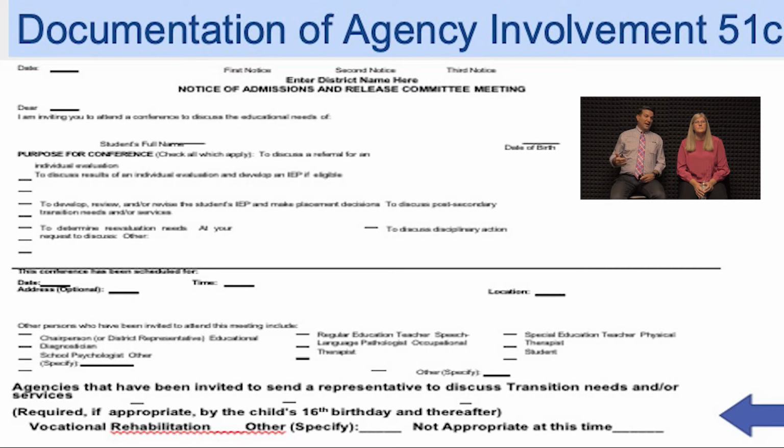So we need to address that. We need to discuss that in the conference summary. We need to capture that in our minutes. And if we're not inviting someone, an outside agency that's going to pay for some of these services that the student's going to need, then we need to explain why it's not appropriate. It's very important that we capture that documentation, that it's not appropriate at this time.